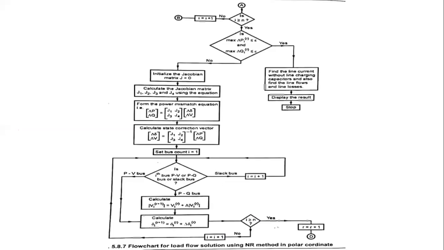Okay, by using this same flow chart, we will solve the problem with the Newton-Raphson method when PV buses are present and when PV buses are absent.